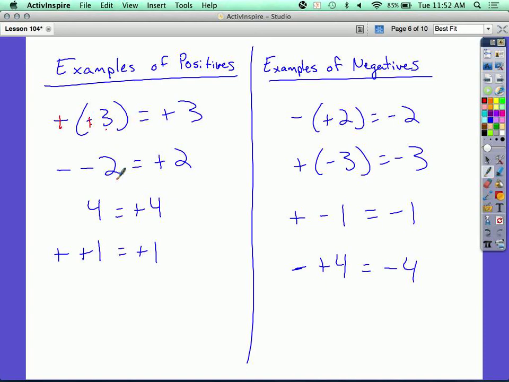So for examples of negatives, we have minus a positive 2. Okay, so we'd be changing both of these signs. It becomes a negative 2.